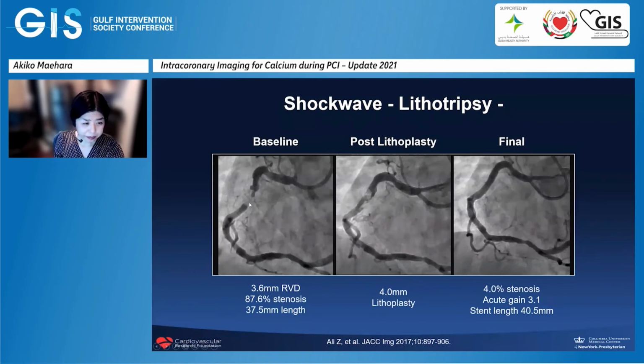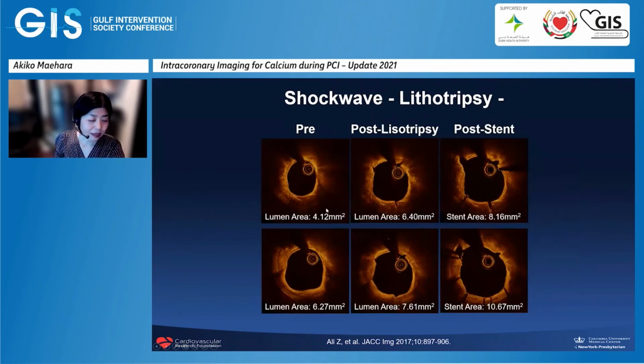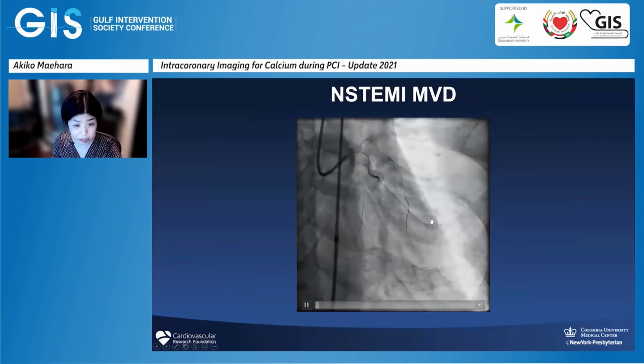Finally, with shockwave, you can see a very severe calcified nodule angiographically, and it looks like very nice stent expansion. And we learned a lot by looking by OCT after the shockwave. This is the pre-procedure image, and after the shockwave, you see a lot of calcium fracture, more likely circumferential compared to the regular case, making good stent expansion.